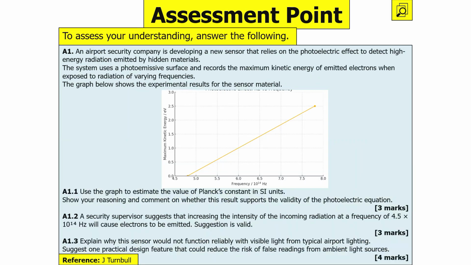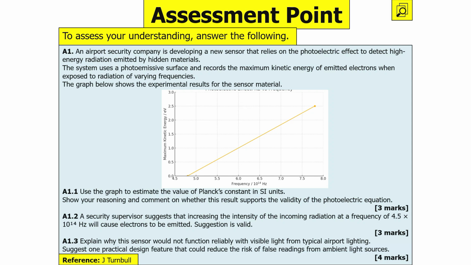An airport security company is developing a new sensor that relies on the photoelectric effect to detect high energy radiation emitted by hidden materials. The system uses a photoemitter surface and records the maximum kinetic energy of emitted electrons when exposed to radiation of varying frequencies. The graph below shows the experimental results for the sensor material. Use the graph to estimate the value of the Planck constant in SI units. Show your reasoning and comment on whether the results support the validity of the photoelectric equation.